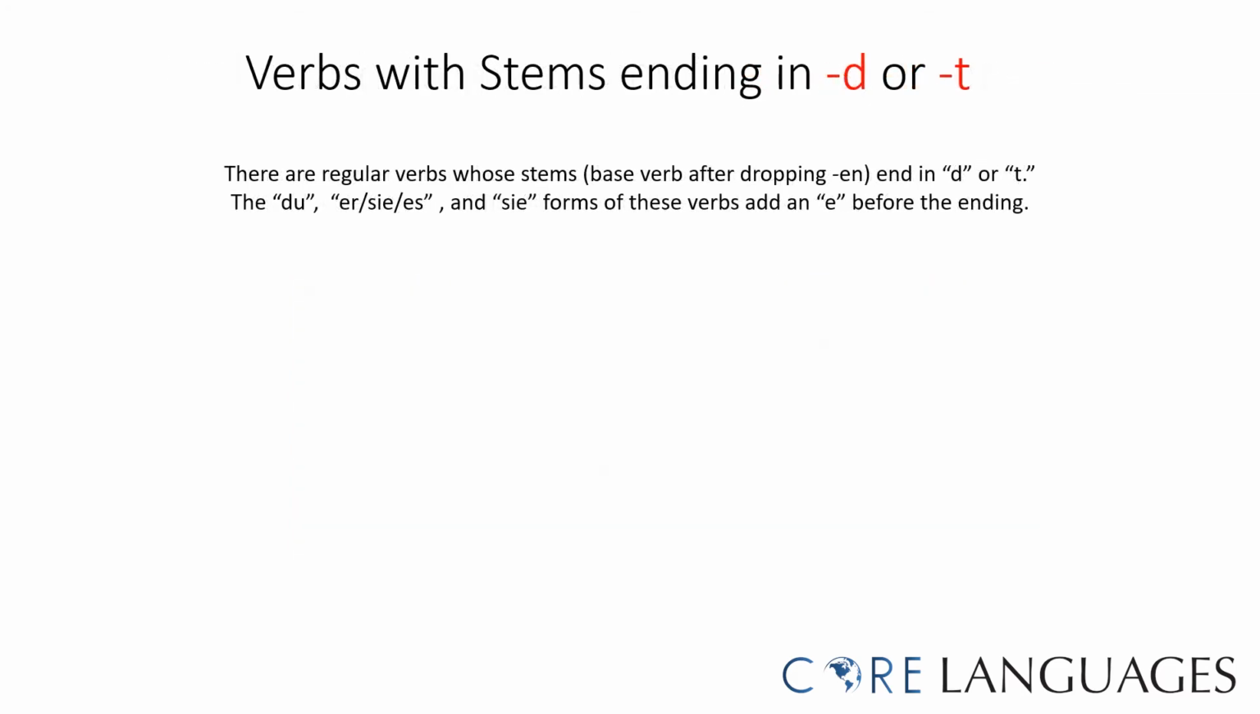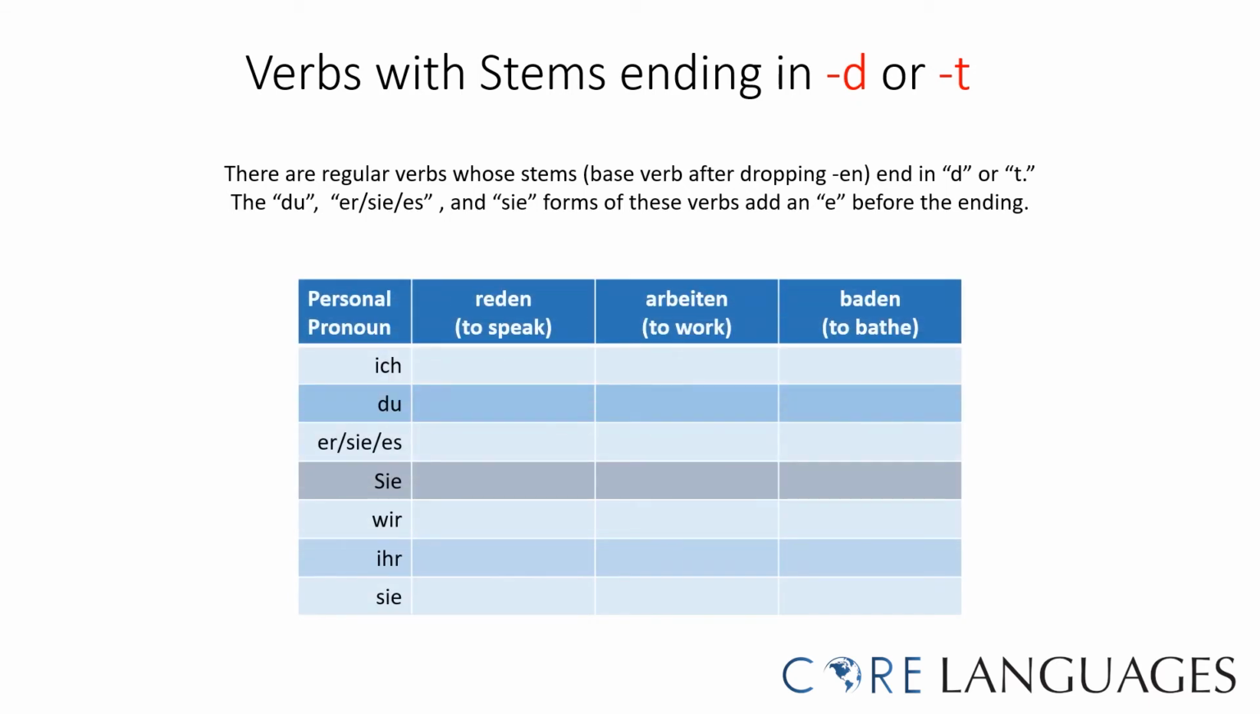Verbs with stems ending in d or t add an extra e before the ending for du, er, sie, es, and ihr. For example, reden, to speak. Ich rede, du redest, er, sie, es redet, sie reden, wir reden, ihr redet, sie reden.